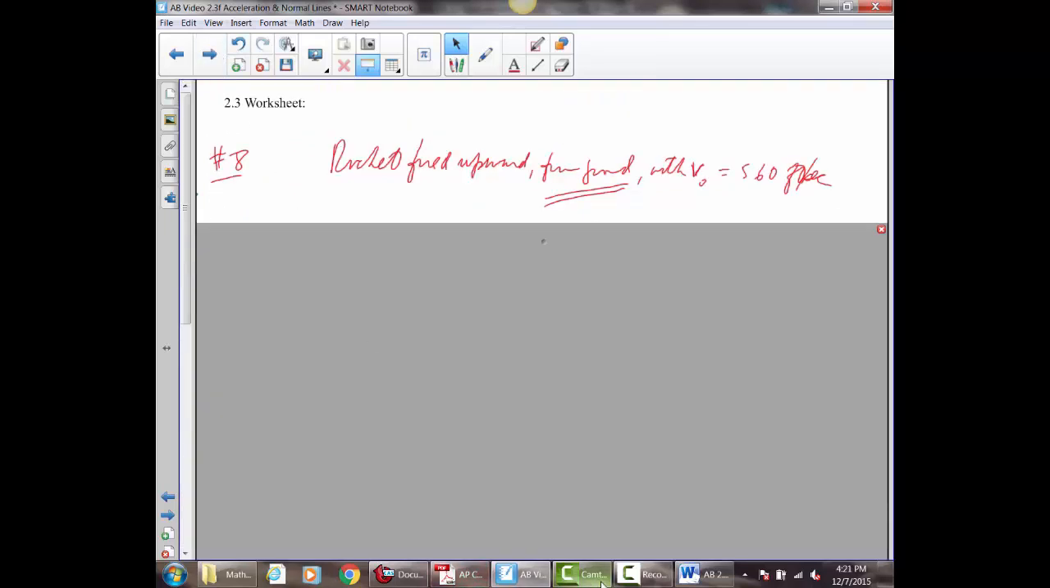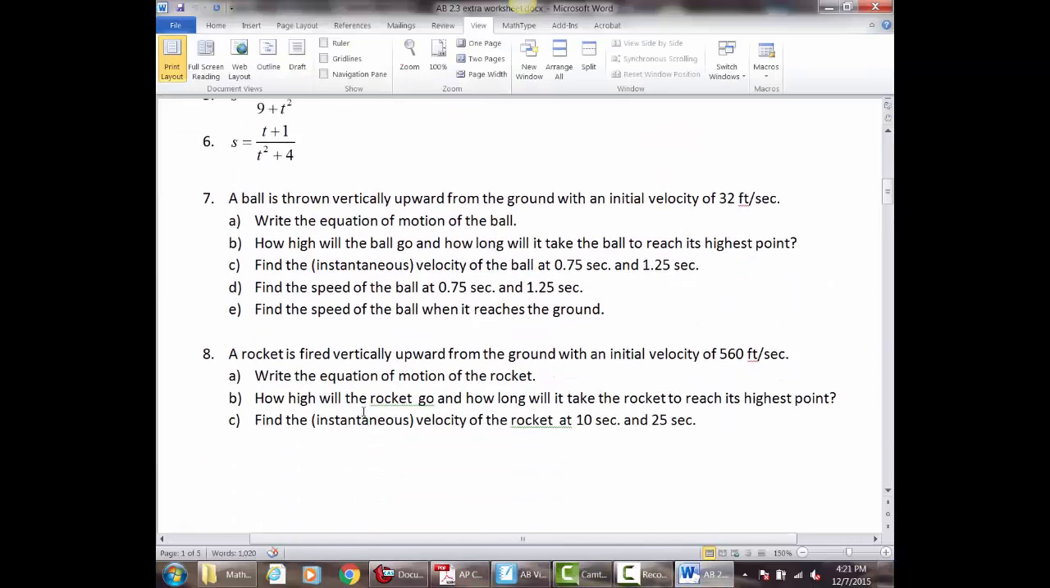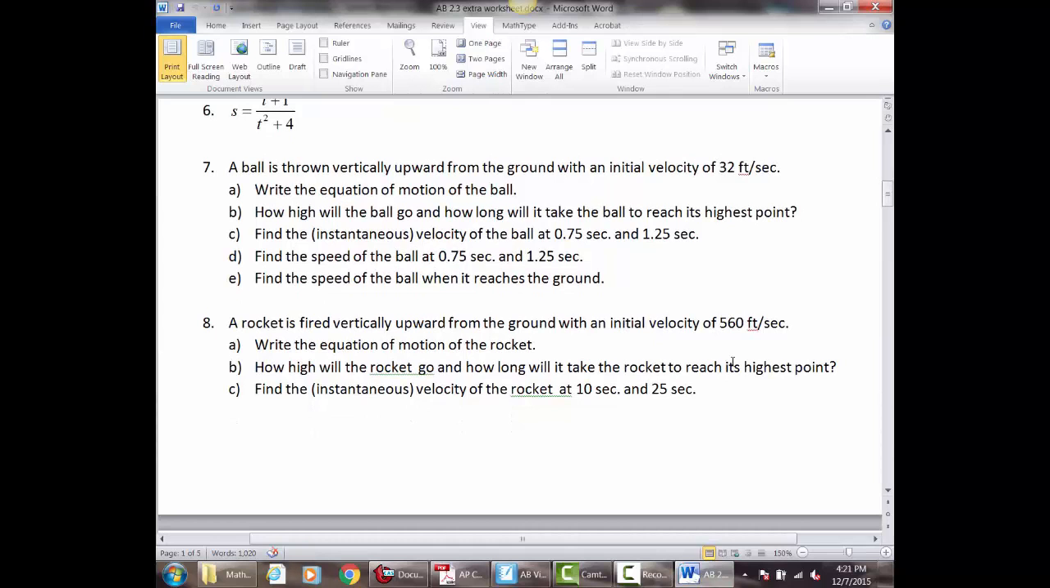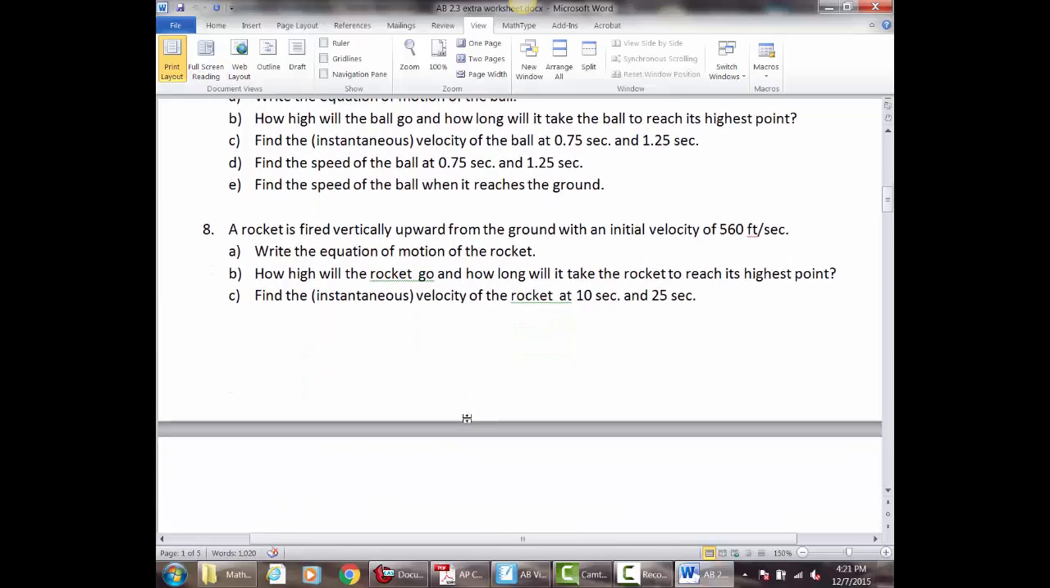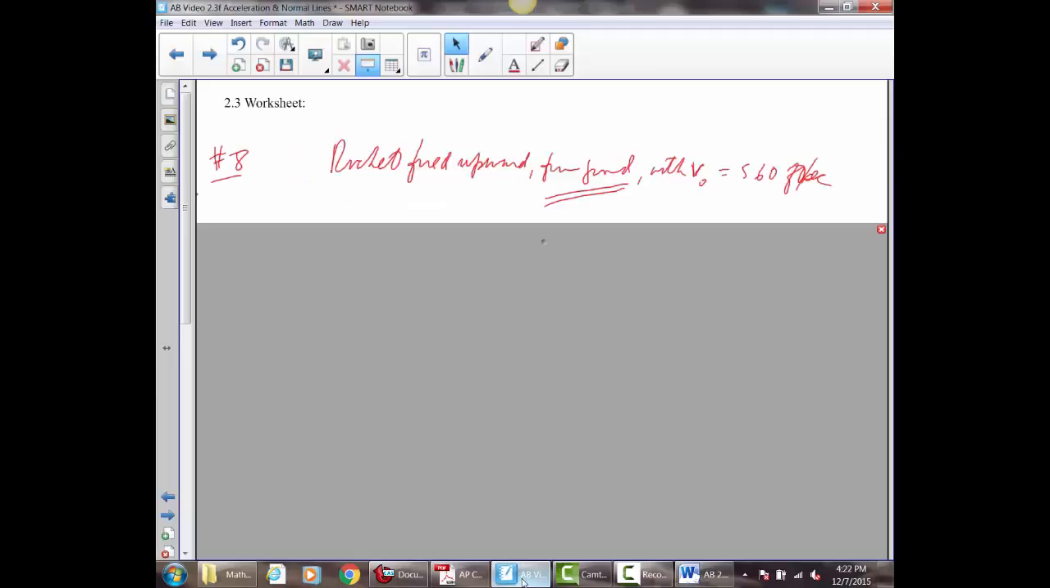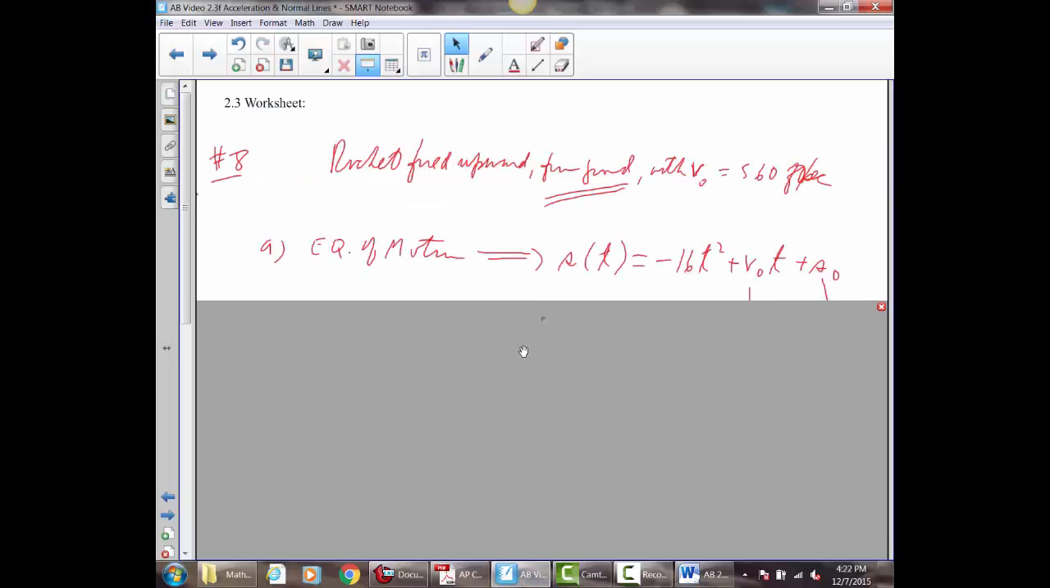Okay, so from worksheet number 8, let's have a look at this second section. A rocket is fired vertically upward from the ground with an initial velocity of 560 feet per second. Write the equation for the motion. How high will the rocket go, and how long will it take the rocket to reach that highest point? What's the instantaneous velocity of the rocket at 10 seconds and 25 seconds? And then they're going to ask for the speed at 10 seconds and 25 seconds and the speed when it hits the ground. So it's a multifaceted question.